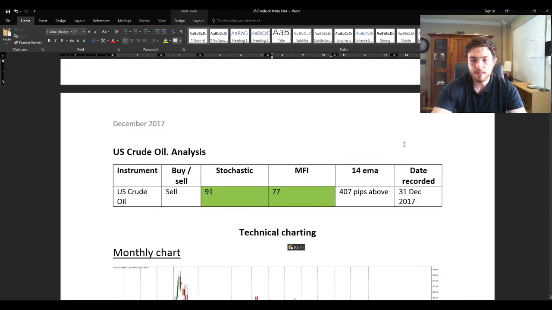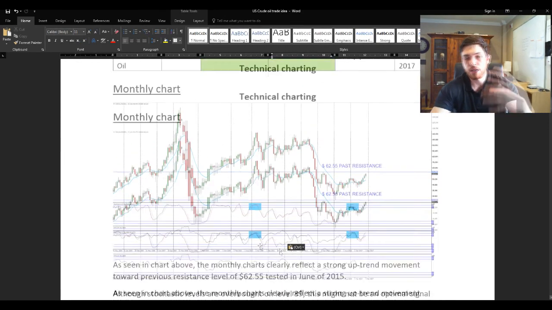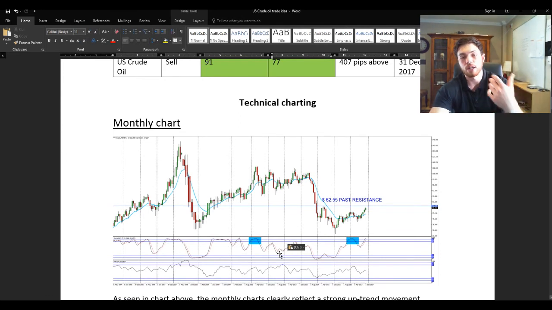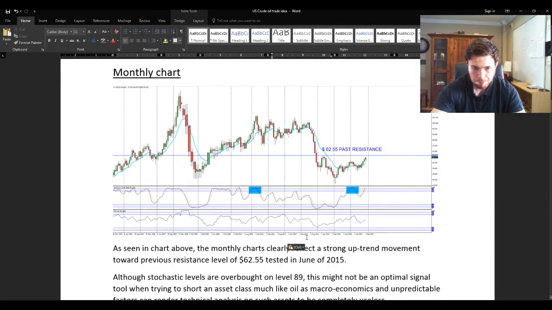So you can see here the analysis, we've just popped this up again, and now you can see on the technical charting what I'm going to do is run you through 3 separate charts and show you a little bit more information about exactly what I am going to be saying with regards to the charting.